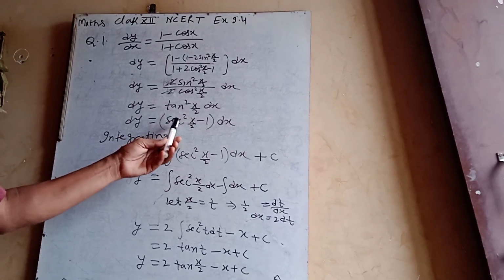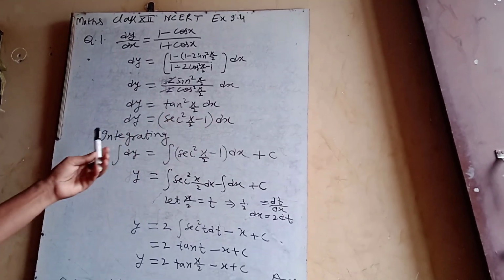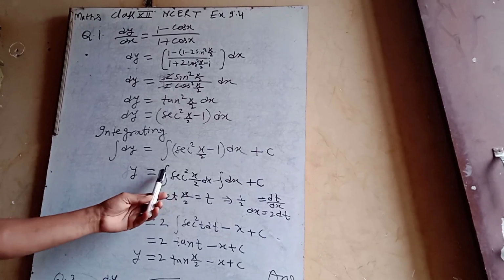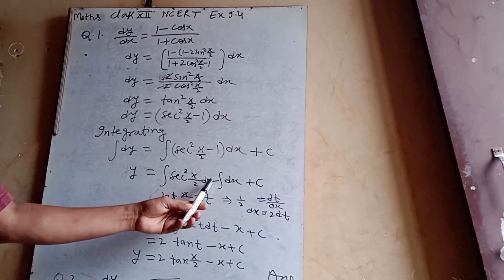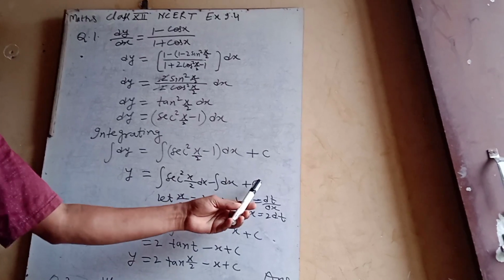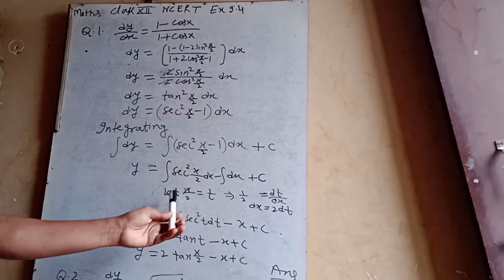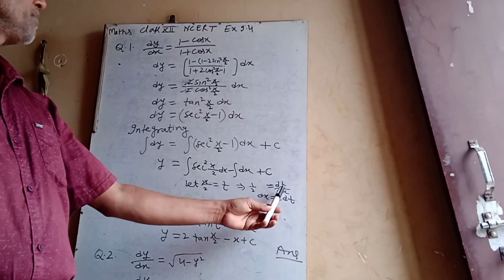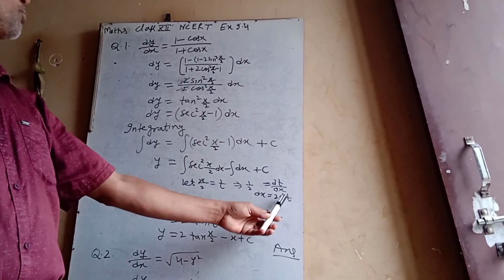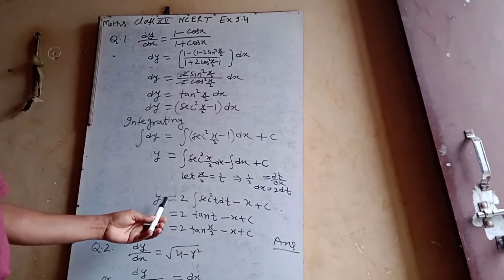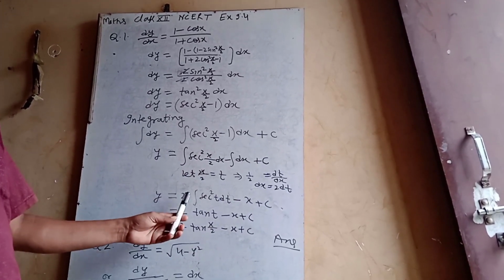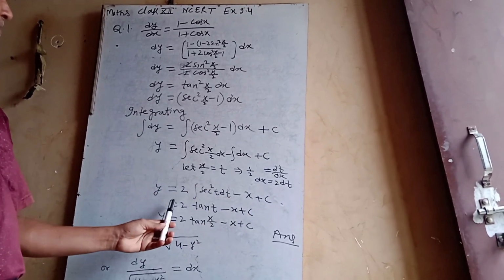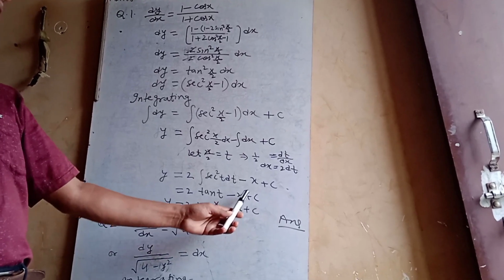Now dy equals sec square x by 2 minus 1 dx. On integrating, we get y equals integration sec square x by 2 dx minus integration dx, plus a constant will appear. Take x by 2 equals t, so that half equals dt by dx and dx equals 2 dt. Place here and you will get y equals 2 times integration sec square t dt minus x plus c, which becomes 2 tan t minus x plus c.